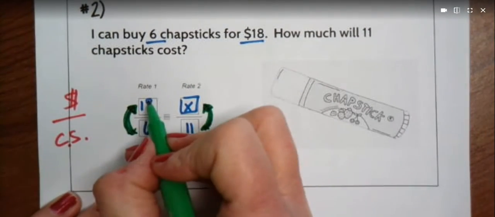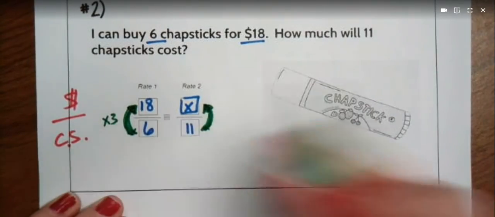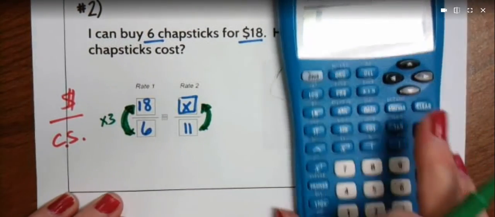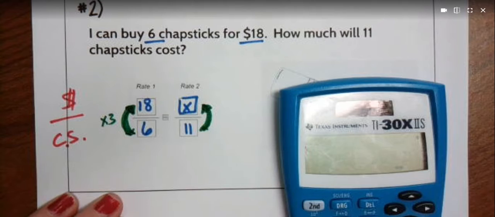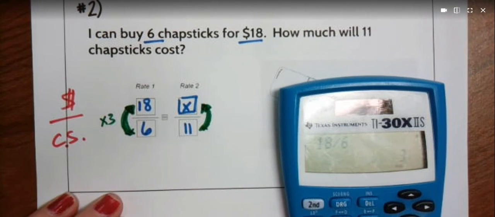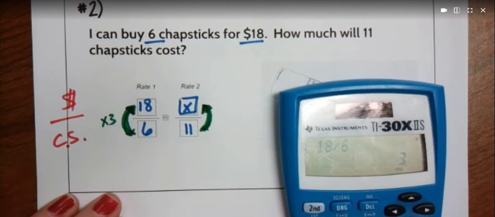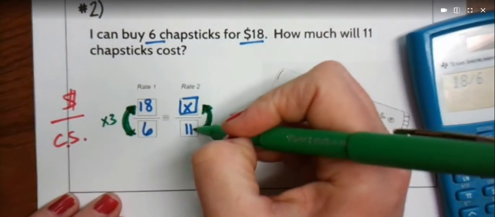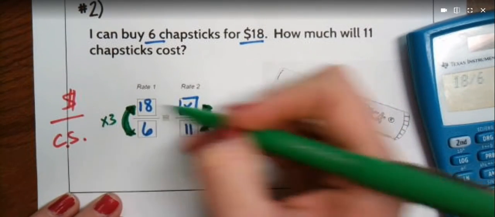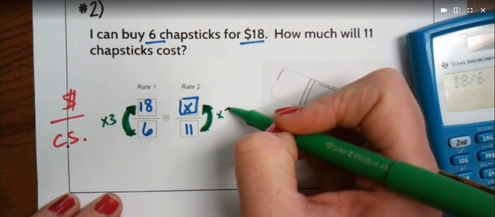How do I get from 6 to 18? Times 3. Well, this is our vertical or unit rate relationship. If I take 18 divided by 6, it's $3 per chapstick, right? So then if I do the same thing over here to get from 6 to 18, I take 11 and I multiply it by 3.